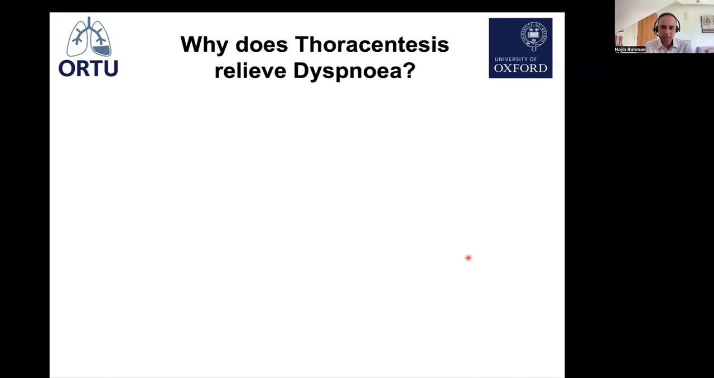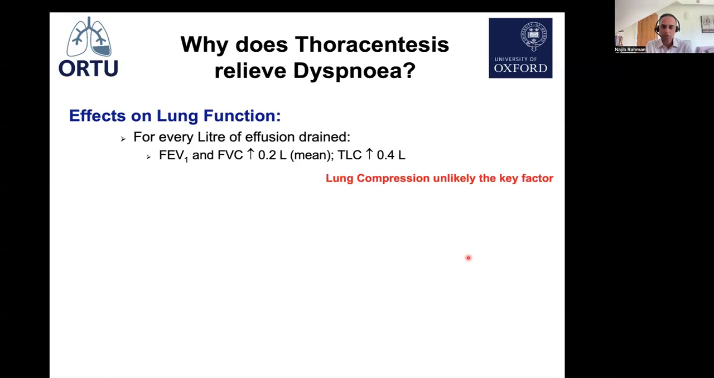Let's think about the theories that I suggested. So first of all, hypoxia and blood gases, or sort of lung function rather, first of all. We know from studies that if you drain a liter of fluid, you gain around 200 mils in the forced vital capacity. And all of you will know that a gain of 200 mils is really rather modest against a total FVC of about 5 or 6 liters. Despite that, the patient feels enormously better, so we feel that the gain in lung function is unlikely to be the main cause of their feeling improved.